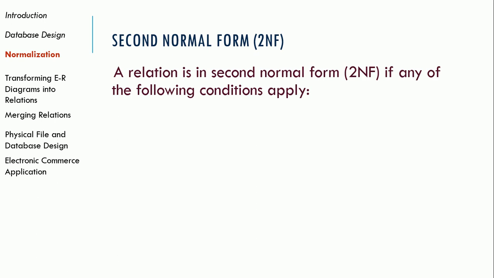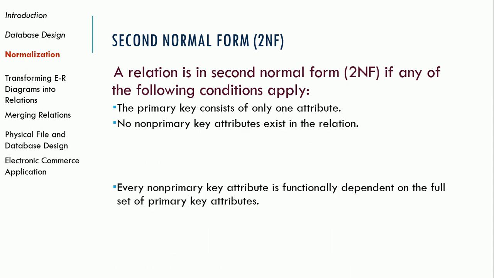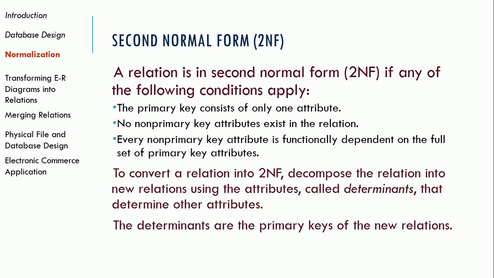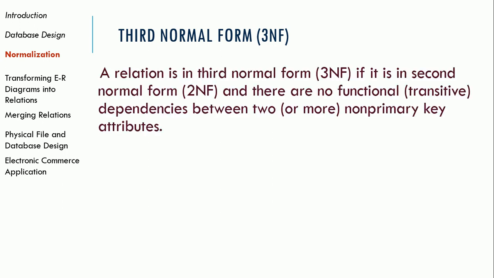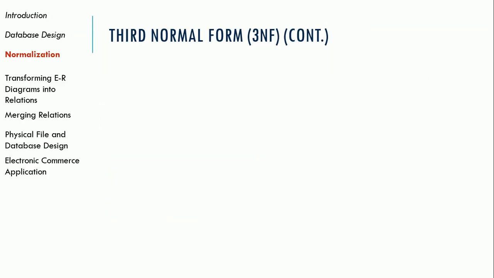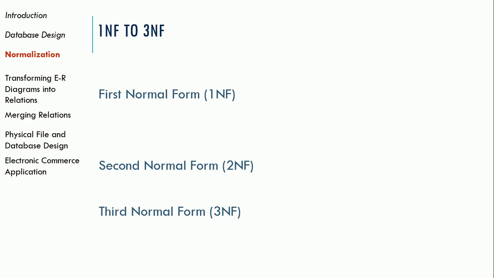In second normal form, a relation is in second normal form if any of the following conditions apply. So it's going to be a primary key consisting of only one attribute. Or the non-primary key attributes exist in the relation, and every non-primary key attribute is functionally dependent on the full set of primary key attributes. I'm using a lot of big words here, and this is probably still pretty confusing if you've never been exposed to this before. But don't panic. I'm going to give you another slide in a second. In fact, I think I'm just going to skip this slide and take you right to my other set of slides, which explain normalization a little bit differently.